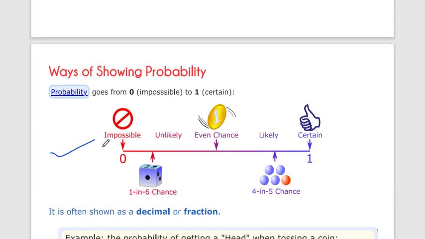We already saw this graph. If the probability is 0, it will not happen in the future. It is impossible. One in 6 chance is unlikely. A probability of 1 by 2 is an even chance. Likely is 4 or 5 chances out of 5, and if the probability is 1, it is certain. So probability always goes from 0 to 1.